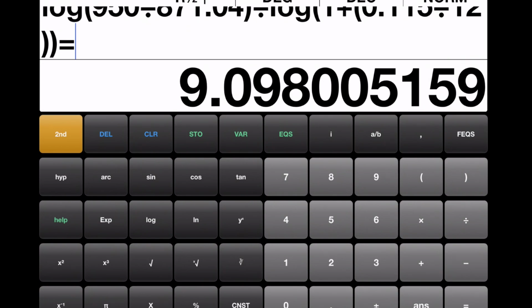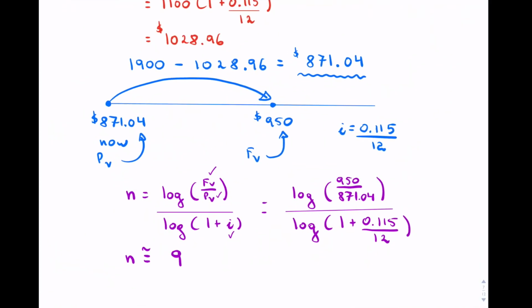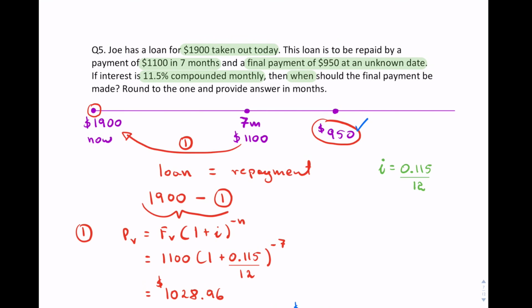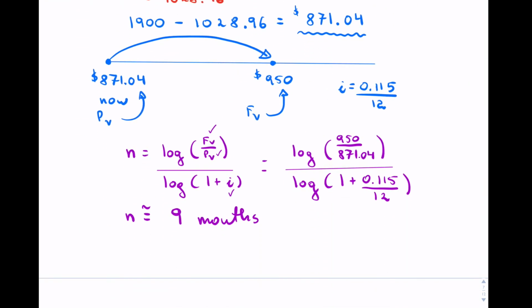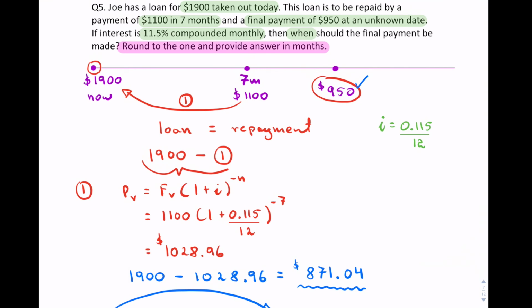It's approximately 9 months. Let me scroll up here. It does tell us to round to the one, so provide the answer in months. That's why I rounded it. So that payment of $950 would have to be at 9 months, which is 2 months after the first payment. You can rewatch it if you like. Thank you for watching.